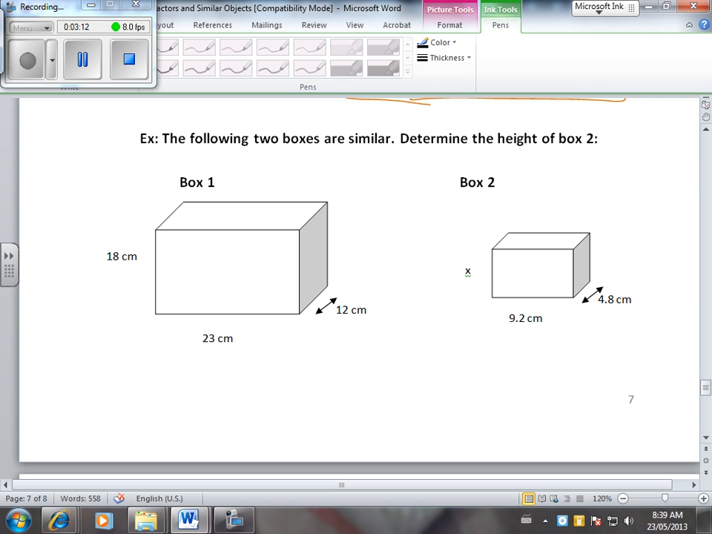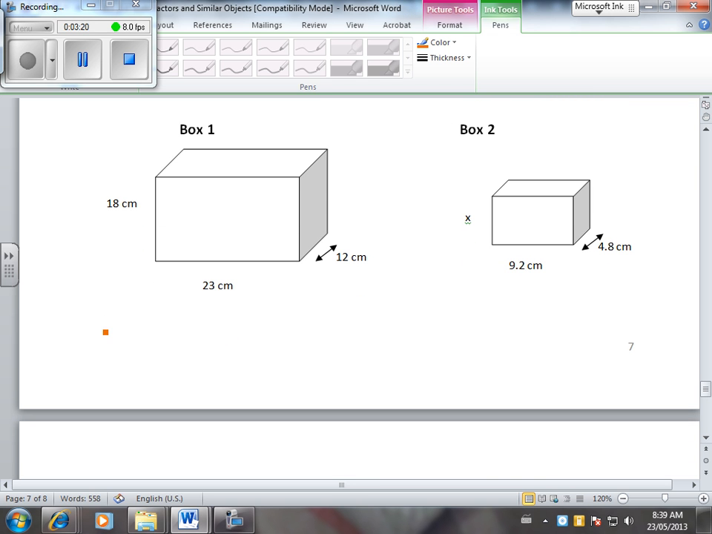So we're told they're similar, and because we're told they're similar, we can determine the height of box 2 by using what we know about the ratios. So we'll say this is height, here's our length, and here's our width over here. And then what we're looking for here is height. So height will equal x, and we don't know what that is. And then length will equal 9.2. And then this is our width over here.